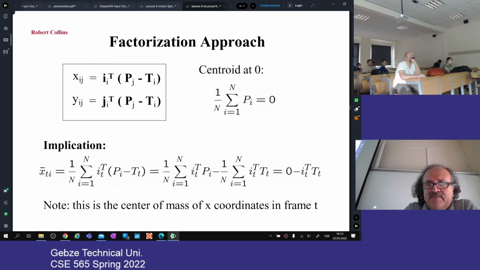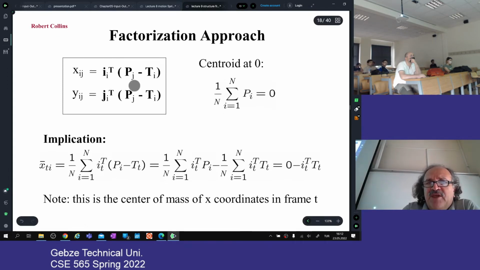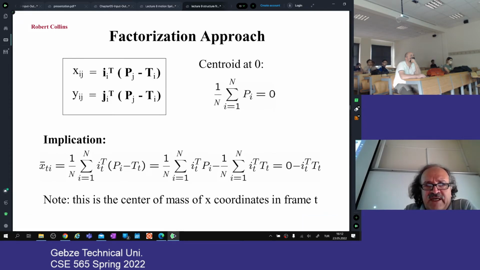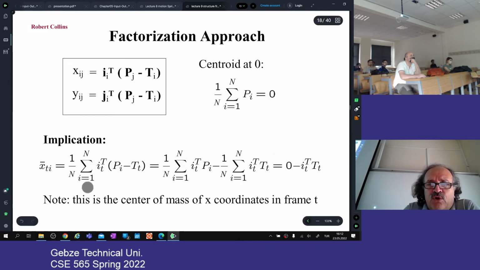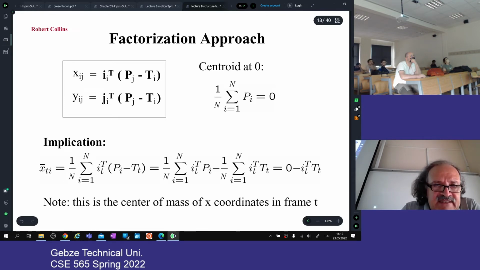Remember this one? I_t^T times P_j plus t_t. This is how I will get it. Okay, if I add all the points, what did I say? This is going to be 0. Now I am adding all the projections of those points. This is the projection of those points. Okay, add them up, divided by n. Let's say this is x bar t i.